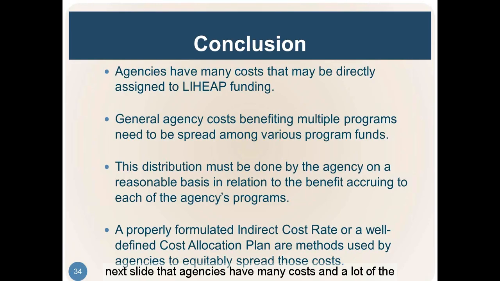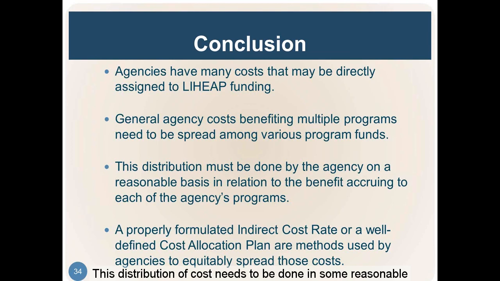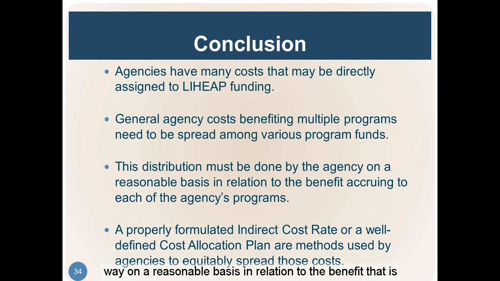So in overall conclusion, then, I just want to sum up by saying that agencies have many costs, and a lot of the costs can be directly assigned to LIHEAP funding. They're clearly activities under LIHEAP that are being performed under LIHEAP and directly assigned. But then there are, as you know, a lot of general agency costs that benefit multiple programs and need to be spread some way among all those programs. So this distribution of costs needs to be done in some reasonable way, on a reasonable basis in relation to the benefit that is accruing to each of those agency programs.